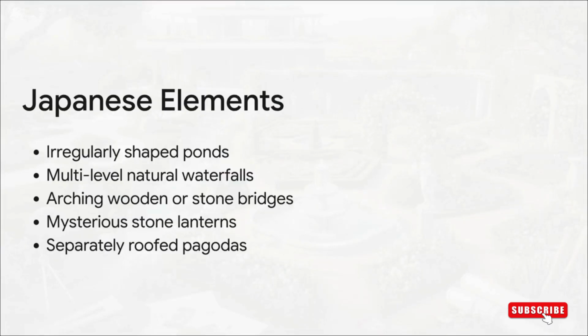Japanese gardens share that profound reverence for nature, but with their own defining elements. Unlike the strict geometry we saw over in Europe, the Japanese garden totally embraces the irregular. You're going to find asymmetrical ponds, multi-level waterfalls imitating mountain streams, and arching wooden or stone bridges. And those bridges aren't just for crossing. They're actually designed to slow you down so you can appreciate the mysterious glow of stone lanterns and towering pagodas.